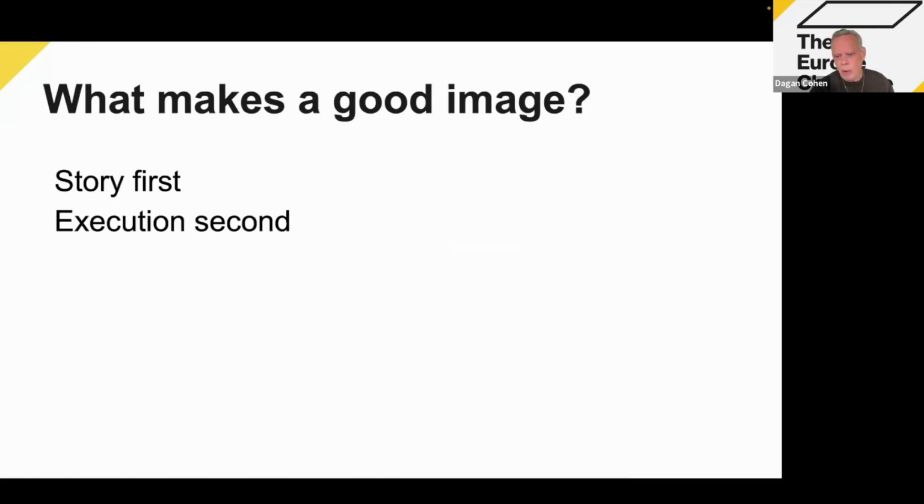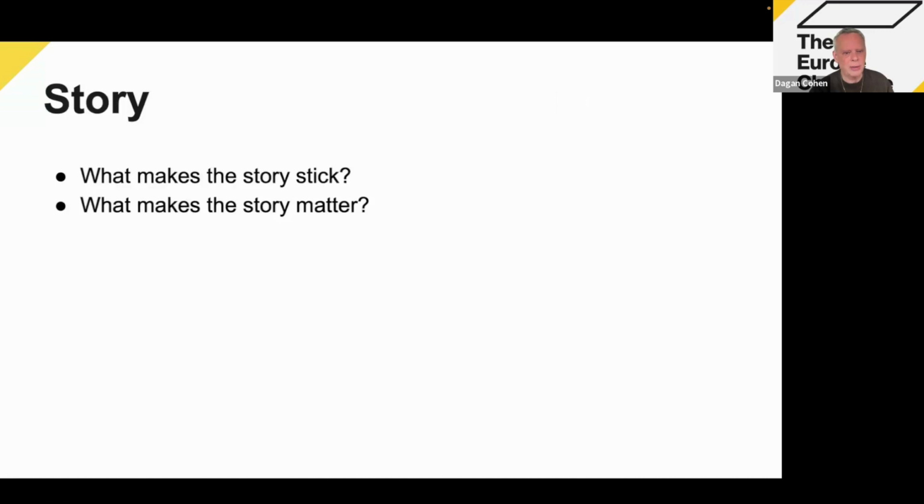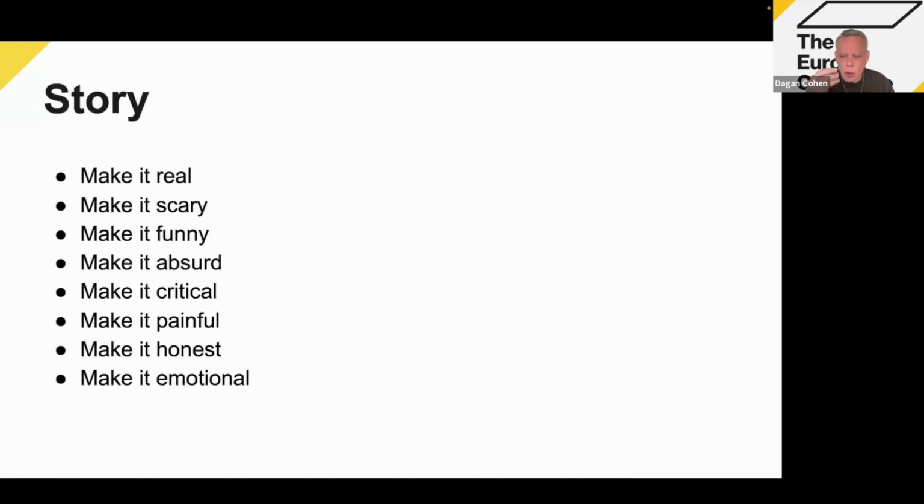And then remember, it's about your story. So it's really, what is it that captures your story best? And then execution comes next. So to keep in mind: make it real, make it scary, make it funny, make it absurd, make it critical, make it painful, make it honest, make it emotional. Those are things to help you convey an emotion so that you get this attention.